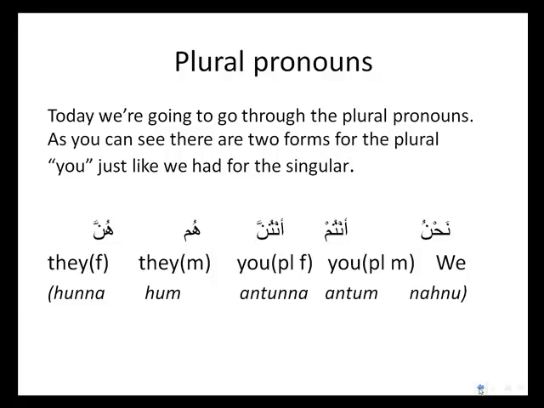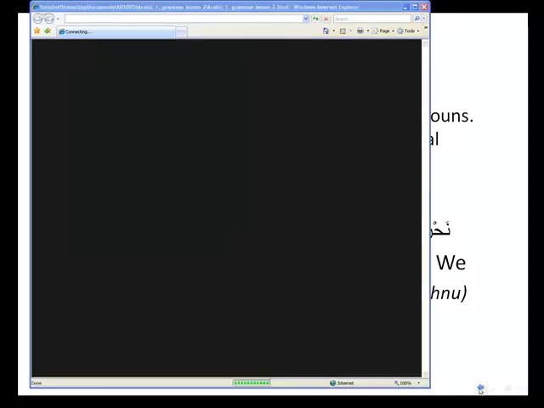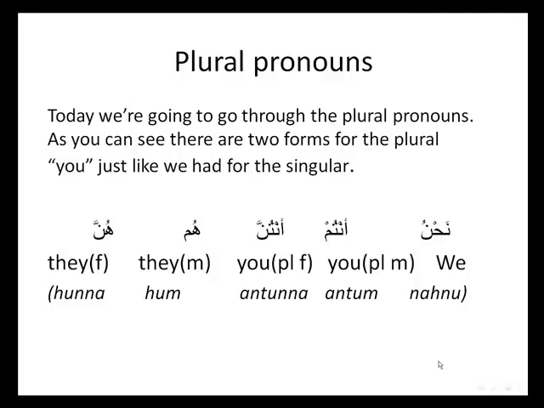Nahnu for we, antum for you, plural, masculine, antunna for you, plural, feminine, hum for they, masculine, and hunna for they, feminine. Just like for the singular, there are two forms for you, one for the feminine and one for the masculine.